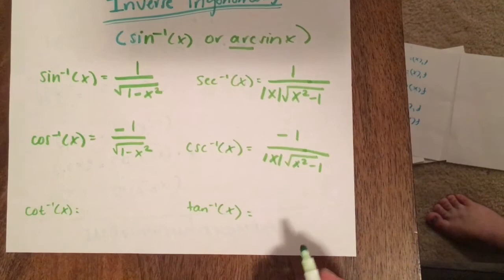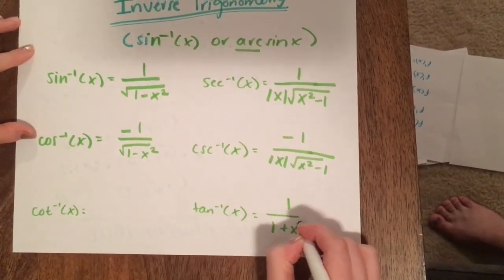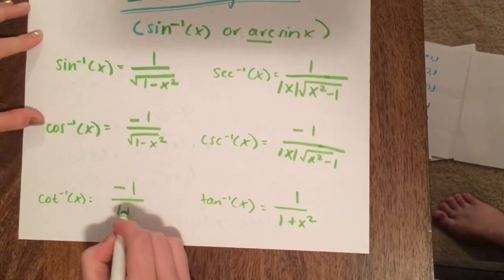And then the last two are the easiest, basically. Tangent's going to be 1 over 1 plus x squared, and cotangent's going to be -1 over 1 plus x squared.